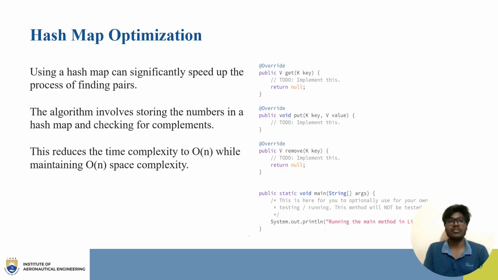Hash map optimization. Using a hash map can significantly speed up the process of finding pairs. The algorithm involves storing the numbers in a hash map and checking for complements. This reduces the time complexity to O of n while maintaining O of n space complexity. This hash map optimization is one algorithm where you can find the pairs in a significantly faster process, by storing the numbers in the hash map and checking for their complements.